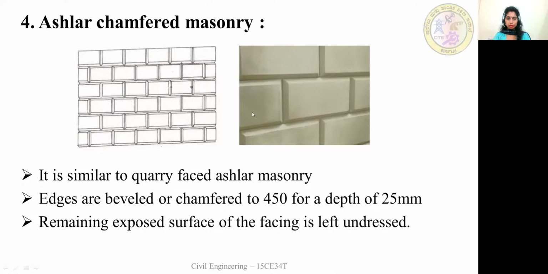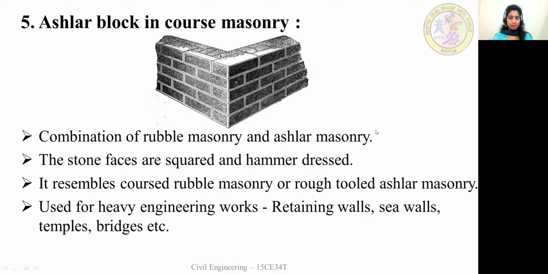Let us move on to the next topic, that is ashlar block in course masonry. It is the name given to a class of ashlar masonry which occupies an intermediate place between rubble and ashlar masonry. The stone faces are squared and hammer dressed. It resembles coarse rubble masonry or rough tooled ashlar masonry. It is commonly used for heavy engineering works such as retaining walls, sea walls, temples, bridges, etc.